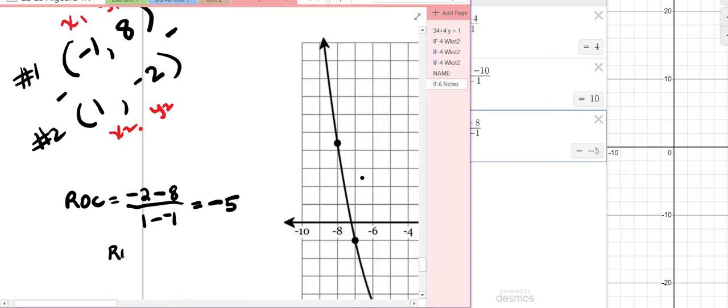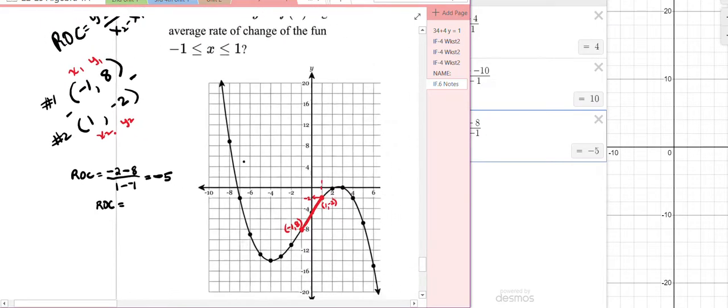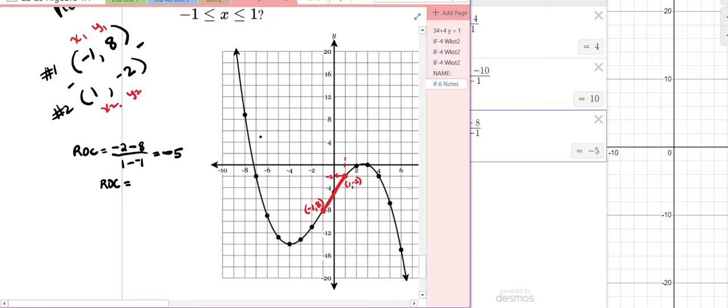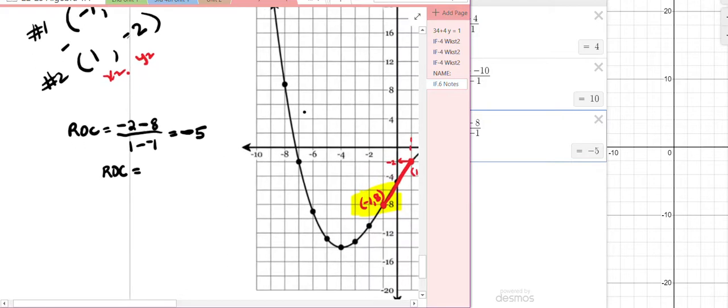And this doesn't make sense. I made a mistake somewhere along the line because it's supposed to be an increase and this says that it's a decrease. So let's go back and see what did we do wrong. Oh, I see it already. Right here. That is not a +8, that is a -8. Clear? A -8. So it's -2 minus a -8.